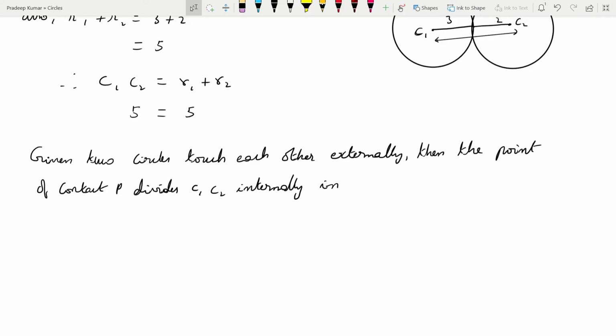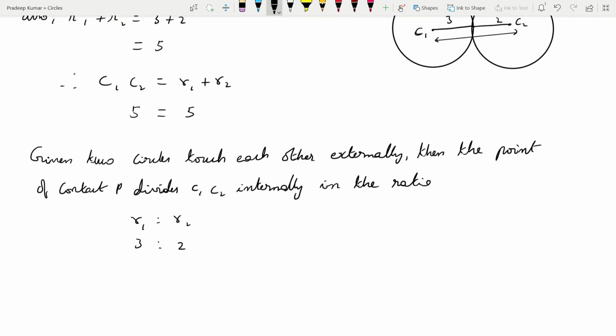So what was the ratio? I can write the ratio R1 is to R2, which is the ratio of the radii, as 3:2. First radius is 3 and the second radius is 2. Or we can write it like this under the values: 3:2 is the ratio of radii which we got.